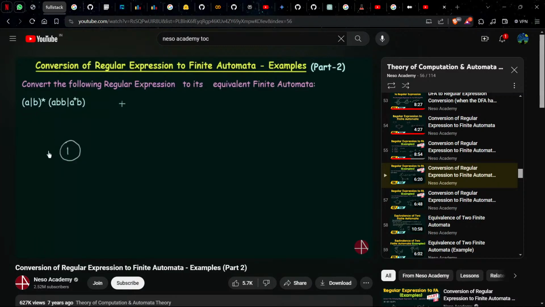Okay, so let me take a state which I will call state number 1, and let me make this the starting state. And if you see that this is a closure, so whenever we have a closure, what we do is we make a self loop. That is what we have studied.